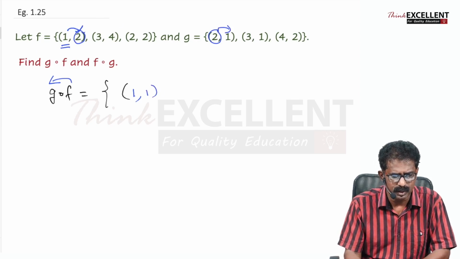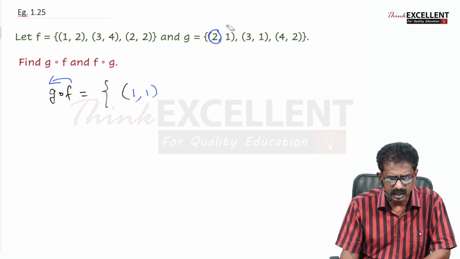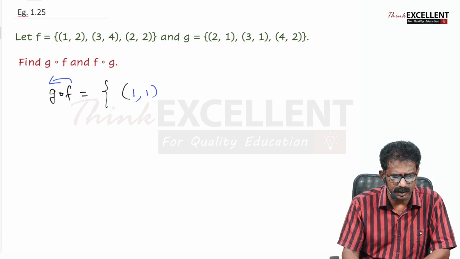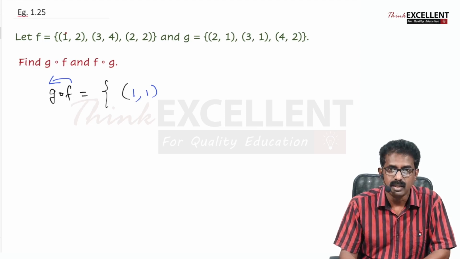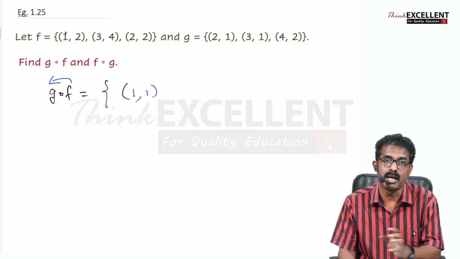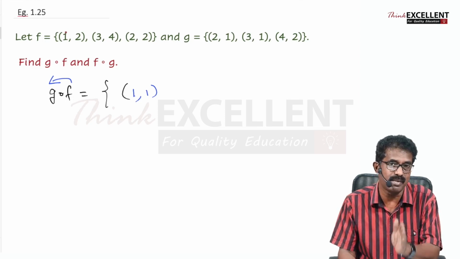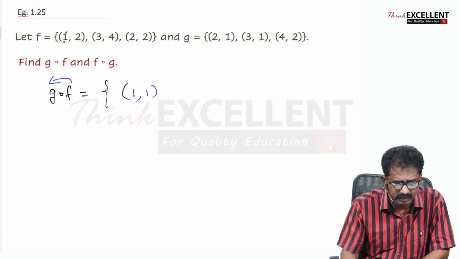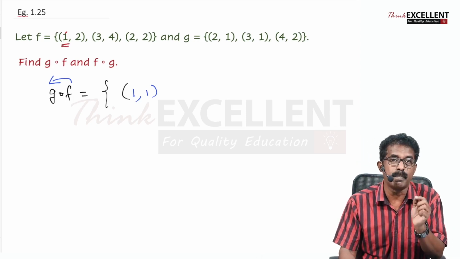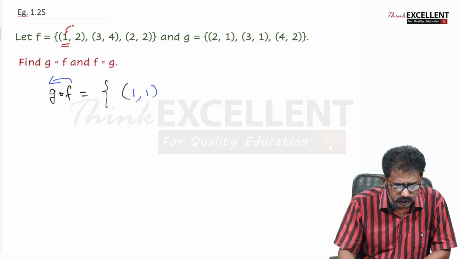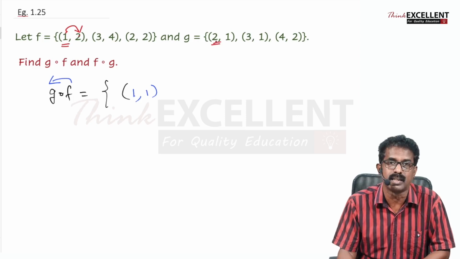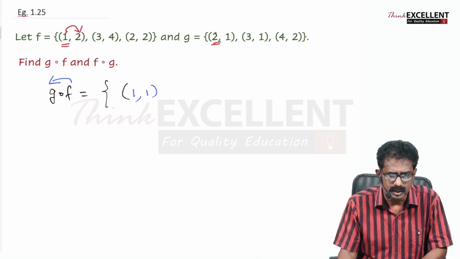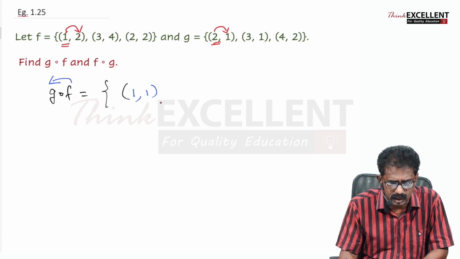Look again. Listen carefully. I want to find the image of the first number. Here the first number is 1, right? I want to find the image of 1 under G composition F. So first you start with F, the inner function. In F the first number is 1. For that, 1 is related to 2. Now that 2 you see here, the 2 is here as the domain of G. That 2 is related to 1. So overall 1 is related to 1.